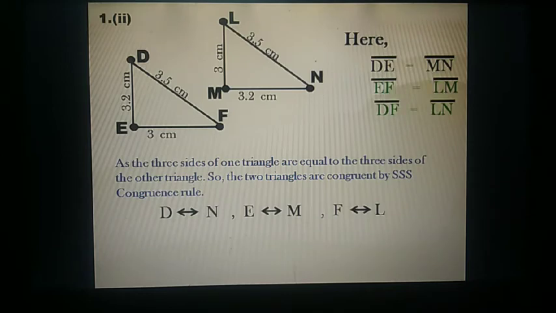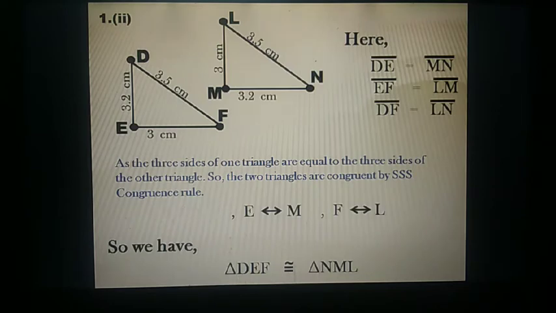Now it will be easy for us to write the answer in symbolic form. The answer will be triangle DEF is congruent to triangle NML. You can see the first set is the first letter in the symbolic form, the second set is the second letter, and the last set is the last letter in the symbolic form.